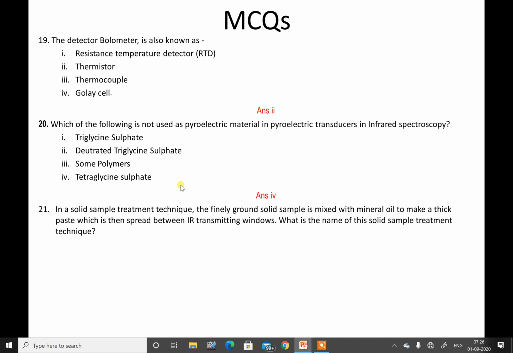In a solid sample treatment, the finely ground solid sample is mixed with mineral oil to make a thick paste, which is then sprayed between the IR transmitting windows. What is the name of this solid sample treatment technique? Is it called the pressed pellet technique, the mull technique, the solid films technique, or the solutions of solids technique? So it is called the mull technique, the Nujol mull technique.